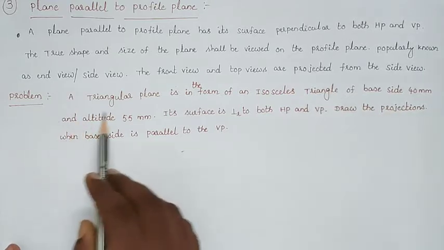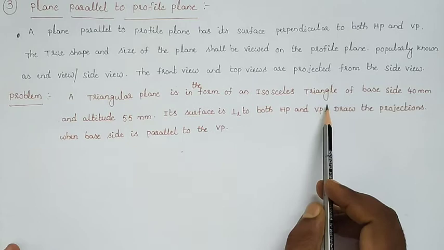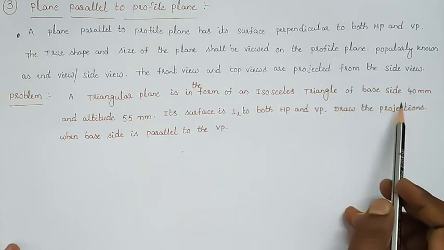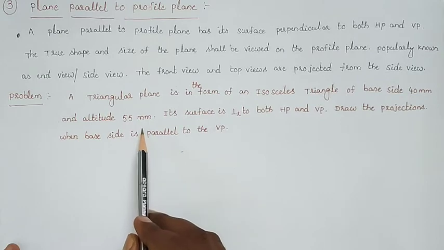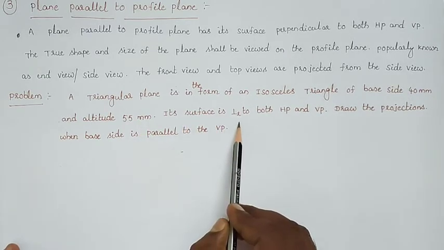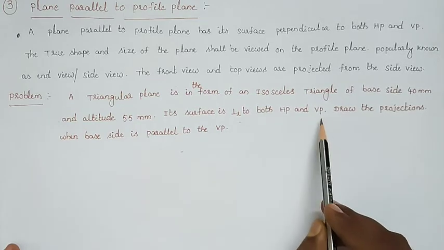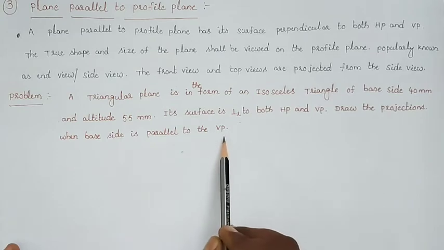So here I am giving a problem. A triangular plane is in the form of an isosceles triangle. The base side is given as 40 mm and the altitude is 55 mm. They are giving the position of the surface perpendicular to both HP and VP. Draw the projections when the base side is parallel to the VP.